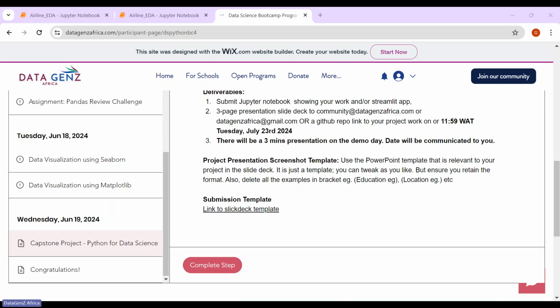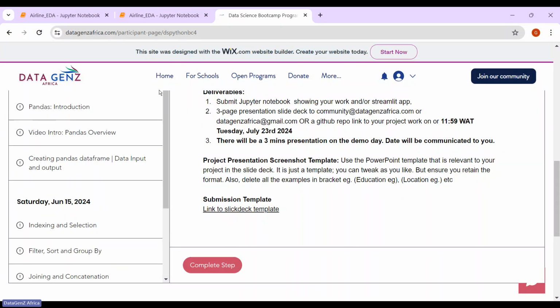Today is the last class for the Python for Data Science bootcamp, and it's been a very interesting and challenging series, most especially for people that are just getting started with Python and data analysis, data science as a whole. So I want to commend your efforts. I want to commend your tenacity, coming this far.